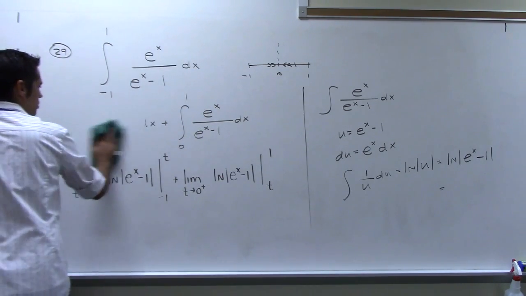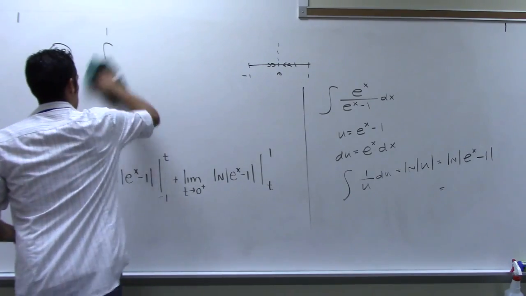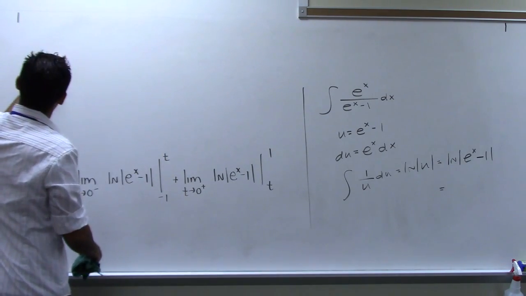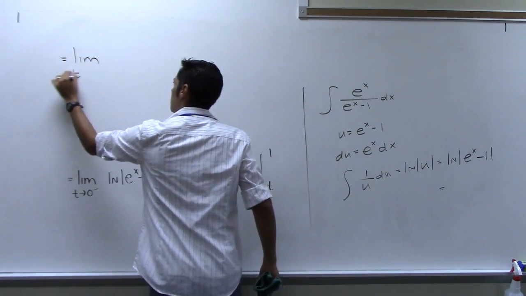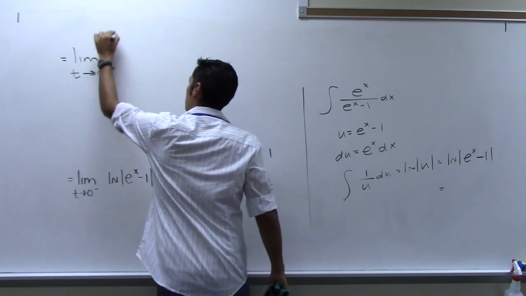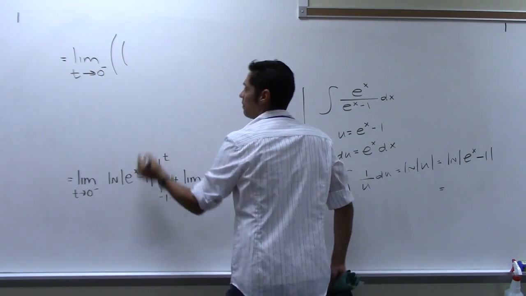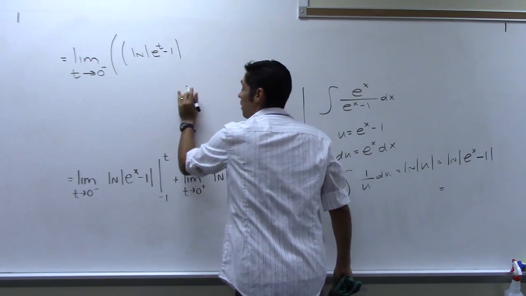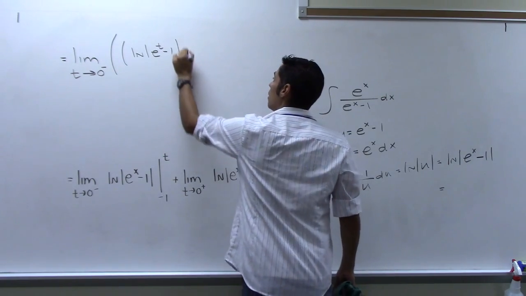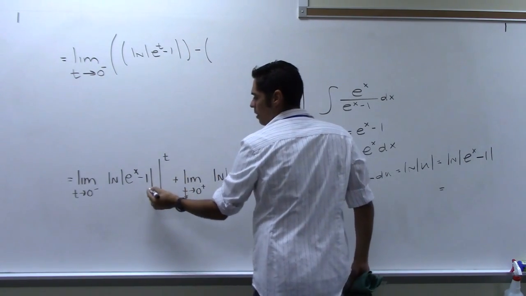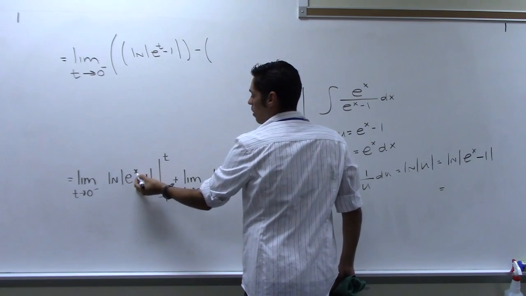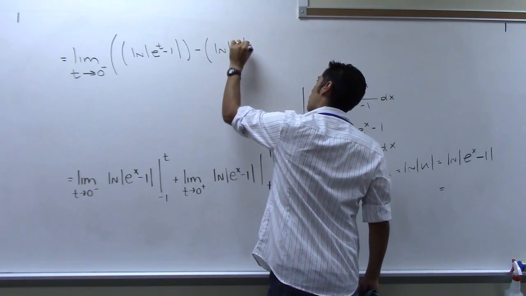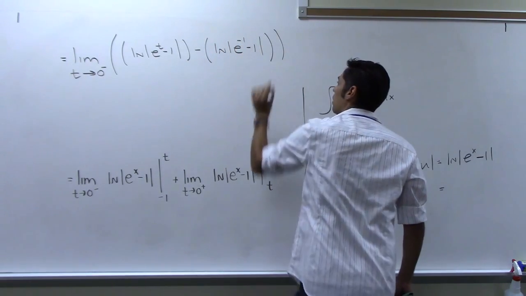Now I'm just going to break it up into the 2 pieces, each one of those. So this first one is limit t approaches 0 from the left of, okay, plug t in first. Natural log, absolute value, e to the t minus 1. And then minus, now plug in negative 1. So e to the negative 1 minus 1. So natural log of e to the negative 1 minus 1. That's just some number. I don't know what it is.